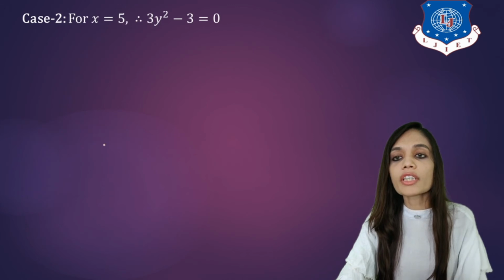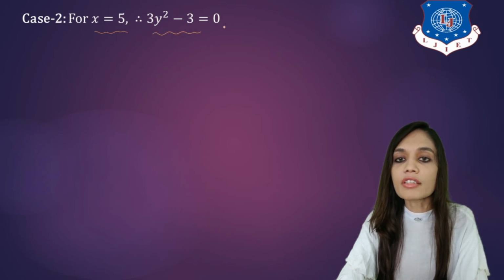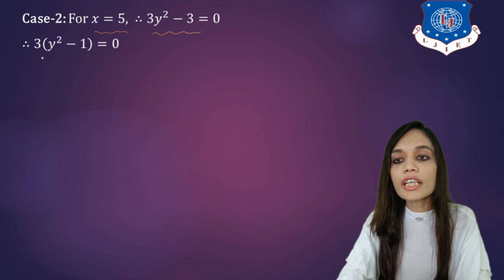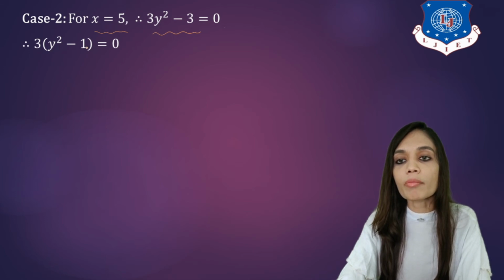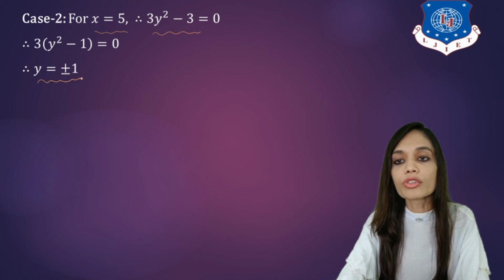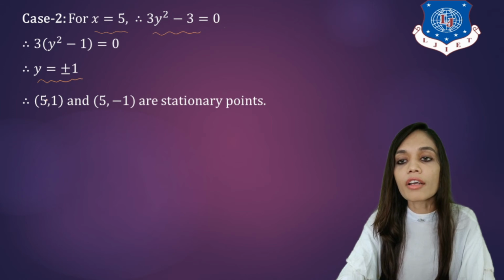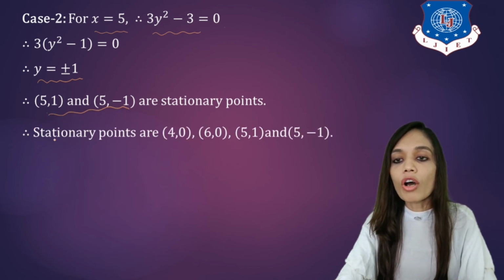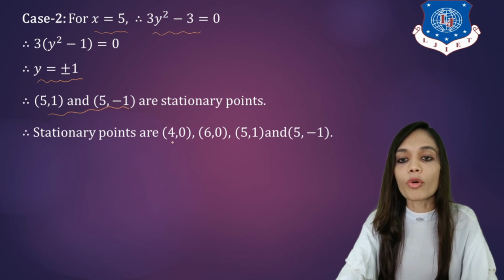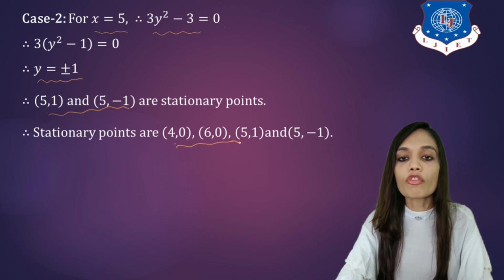Now let us go to our case 2. That is, we will put x is equal to 5. So what we will get? 3y square minus 3 is equal to 0. Now take out 3 common. So 3 times y square minus 1 is equal to 0. So finally the value of y will be equal to plus or minus 1. Therefore our stationary points are (5, 1) and (5, -1). Therefore, in all, we have a total of 4 stationary points: (4, 0), (6, 0), (5, 1) and (5, -1).